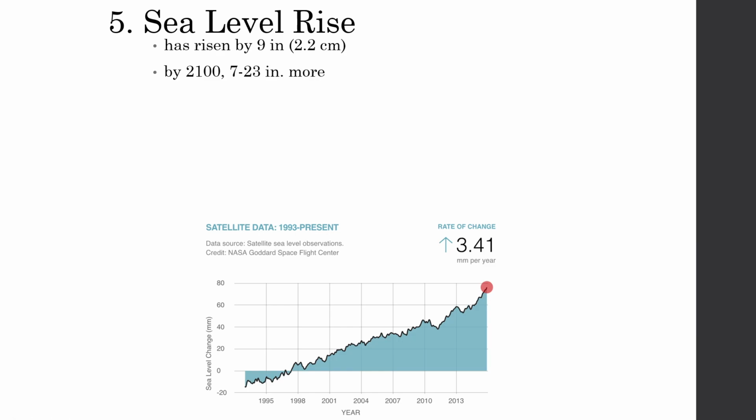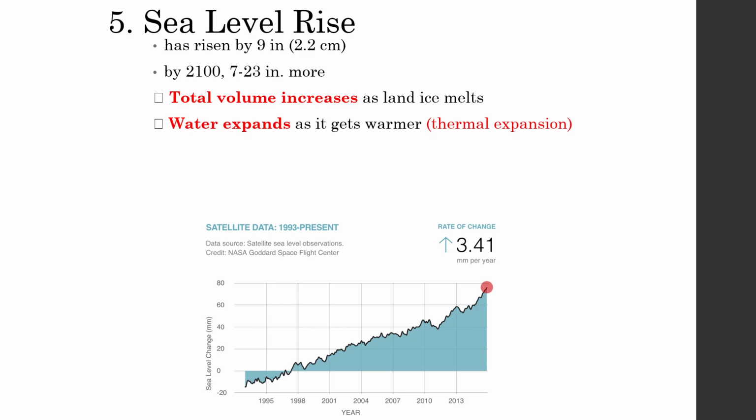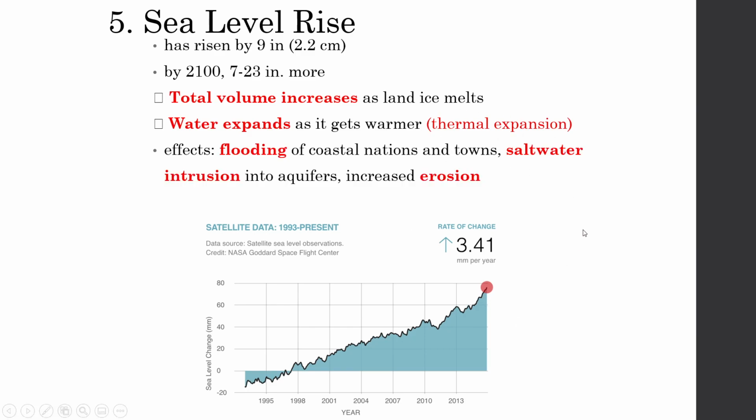Well, by 2100, that could be 7 to 23 inches more from that. So that's a total of almost 32 inches, right? The total volume of water is going to increase as the land ice melts. Think about sea ice melting like ice in your water, right? You put ice in your water, it melts. Your water doesn't overflow. But if you add more ice to your water and then it melts, it's going to overflow. The water also will expand as it gets warmer. That's just thermal expansion. So that's also causing sea level rise.